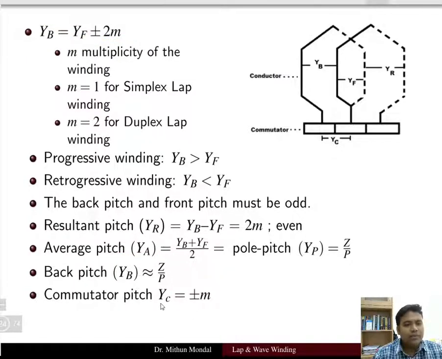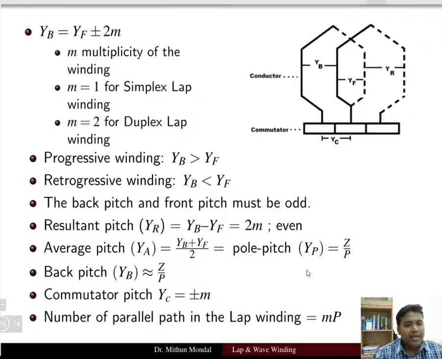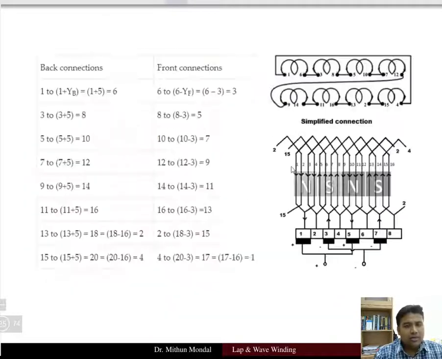Now commutator pitch will be equal to plus minus m, where m is the multiplicity of the winding, so it can be plus minus 1 for simplex lap winding or plus minus 2 for duplex lap winding. And number of parallel paths in lap winding is m into p. So in case of simplex lap winding, you will have the number of parallel paths a equal to p, whereas in the duplex lap winding you will have a equal to 2p. So that is what is there.